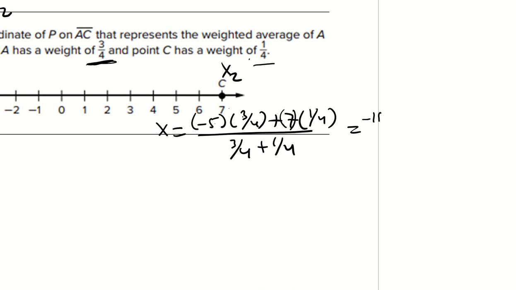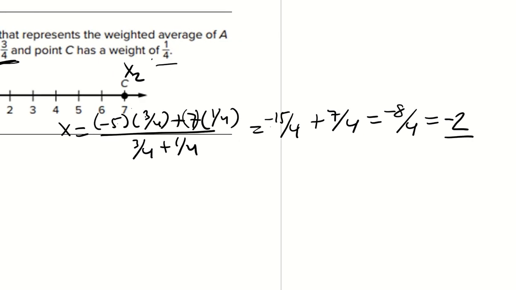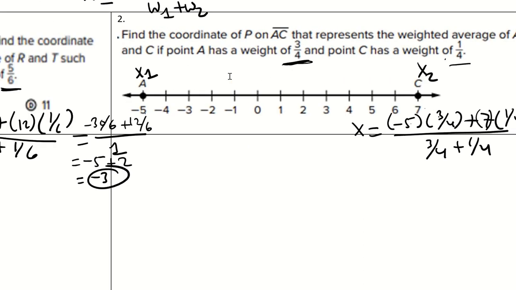-5 times 3 is -15, so we got -15 over 4. Plus 7 times 1 is 7, so 7 over 4. Add that together, -15 plus 7 is -8 over 4. Remember, do not add the denominators. When you add two fractions together, you just add the numerators. -8 over 4 divided by 4 is -2. Let me make sure I added that correctly. All right, so that means P has to be over here. P has to be at -2.